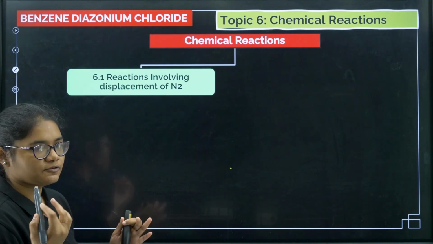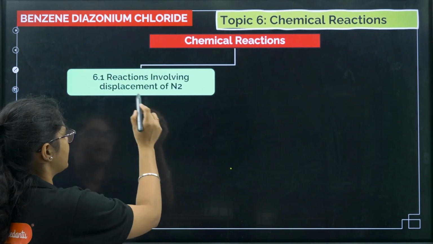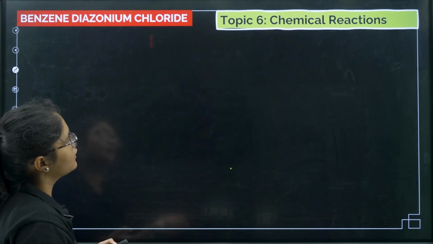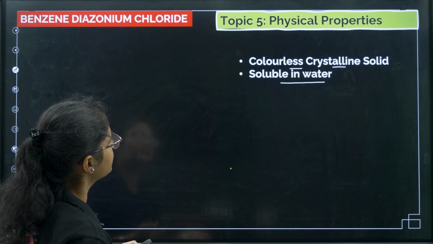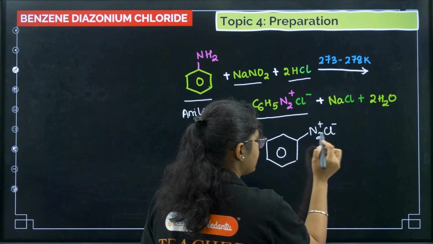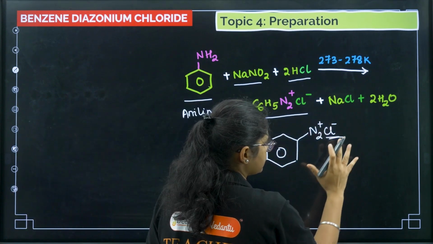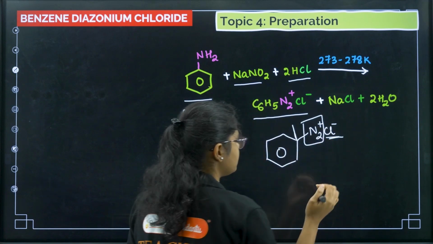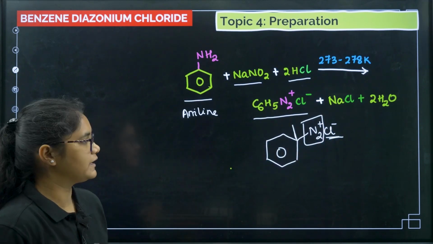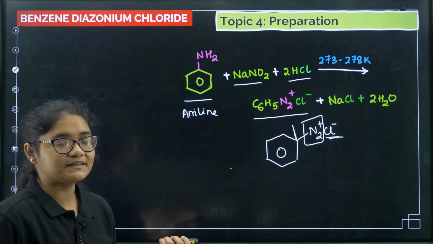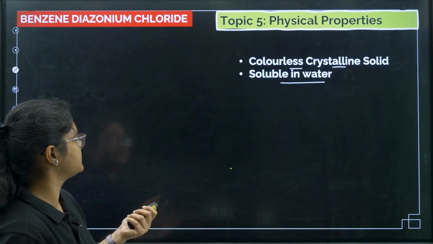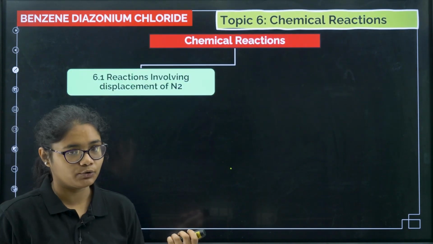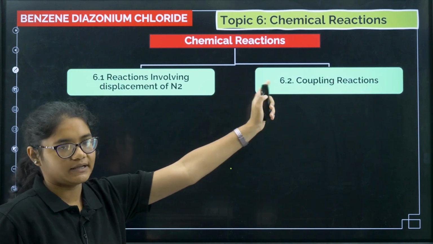There are 2 types of reactions involved here. One is reactions involving the displacement of the N2 group. Those are reactions where this Cl minus is not a part of the compound, it is a salt, right? So this N2 will go and in place of that some other group will come. That is called reactions involving the replacement or displacement of the N2 group. And there is another, coupling reactions.